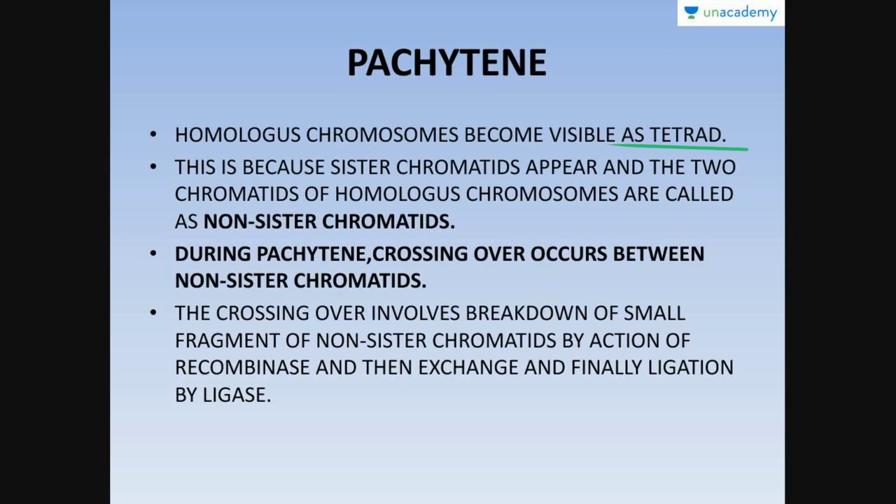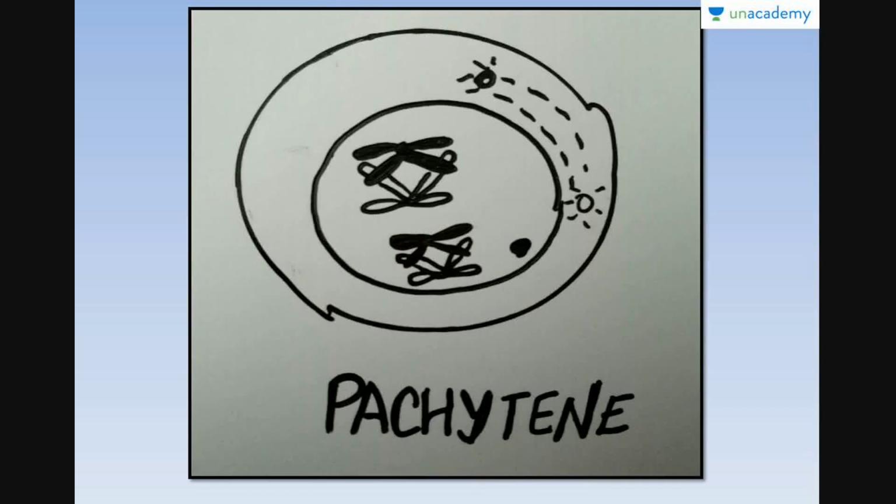Now the sister chromatids appear, and the chromatids belonging to different homologous chromosomes are referred to as non-sister chromatids. I'll explain this through a diagram. These are the two sister chromatids and these are the two sister chromatids. The two lying towards the ends were forming the homologous chromosome. Now what appears are their sister chromatids. These two, which are crossing over, are called non-sister chromatids.